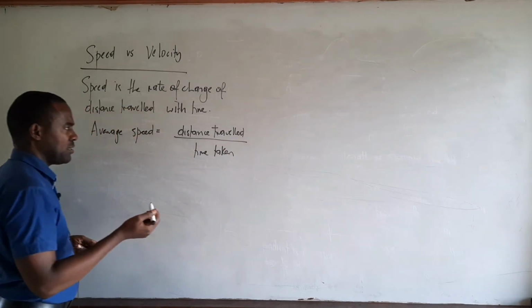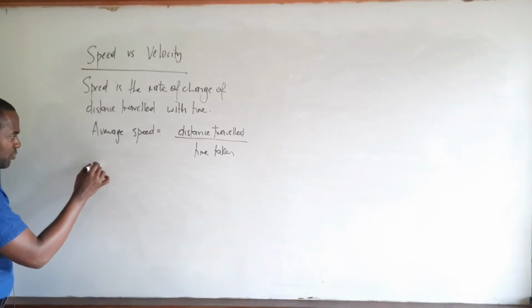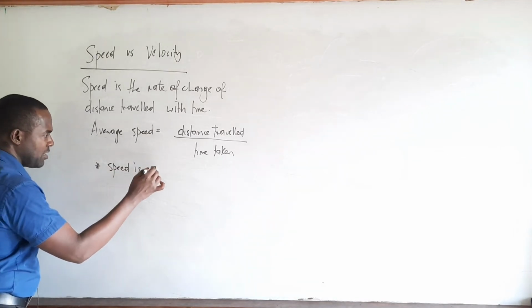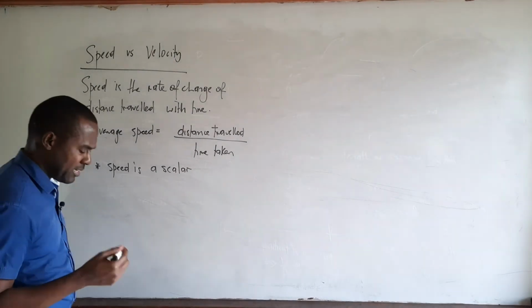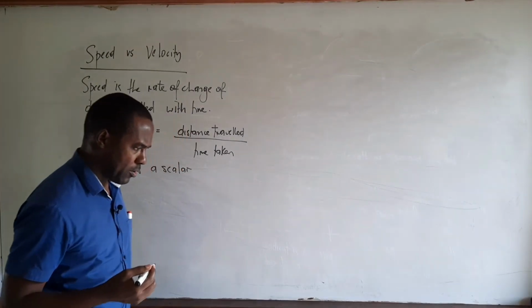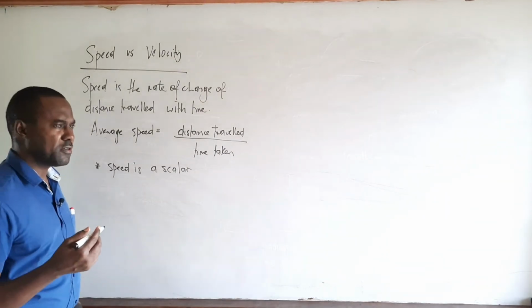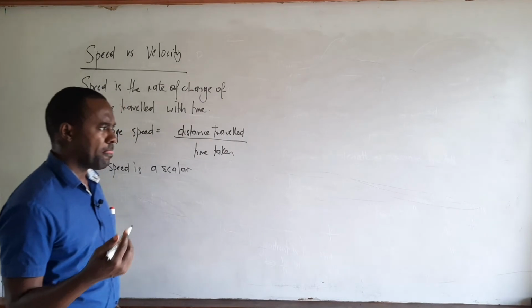So average speed equals distance traveled over time taken. And of course, we know that speed is a scalar quantity, right? So speed is a scalar. Now, if we recall information from the situations we looked at earlier, right?